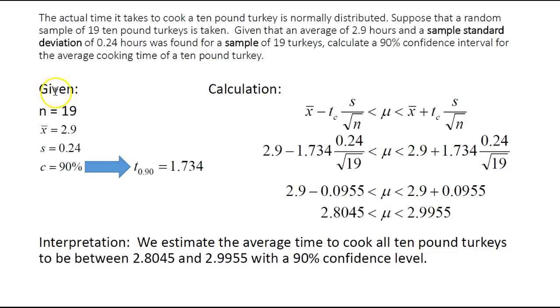Looking back at the turkey, we had all this information. We plug in, we push through. Use your calculator. Make sure you're putting this stuff in correctly. You may see different versions of the formula, but they all boil down to this. And what we have here is an interval that says the average time to cook a 10-pound turkey, we believe, with 90% confidence is between 2.8045 and 2.9955 hours.